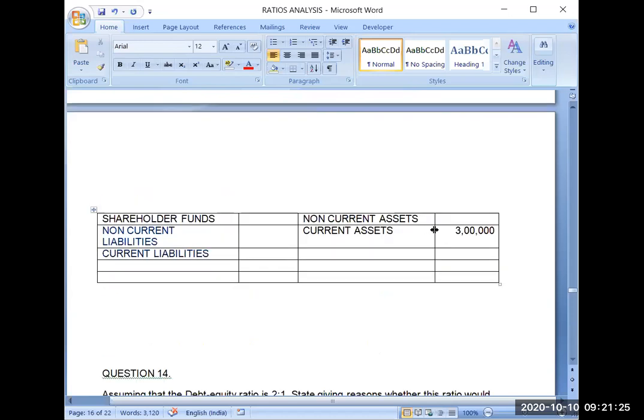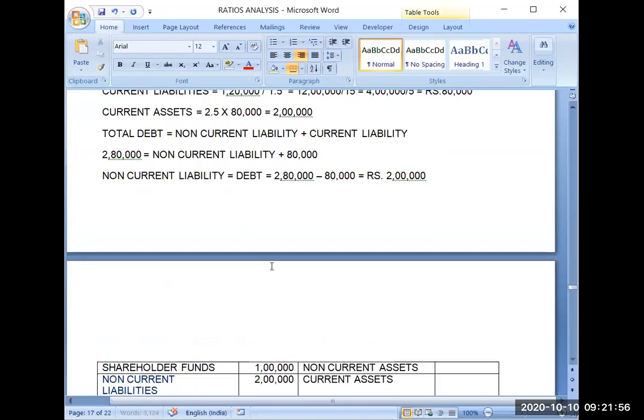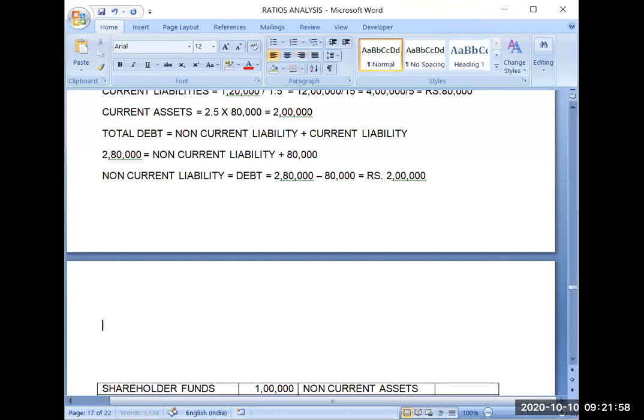So I can write here total value of assets, 3,80,000. Then total debt is given. So now I know this value is 2 lakh and this value is 80,000. So I can easily calculate shareholder fund. Shareholder fund will be how much? 1 lakh. So I have to present this information in formula terms.